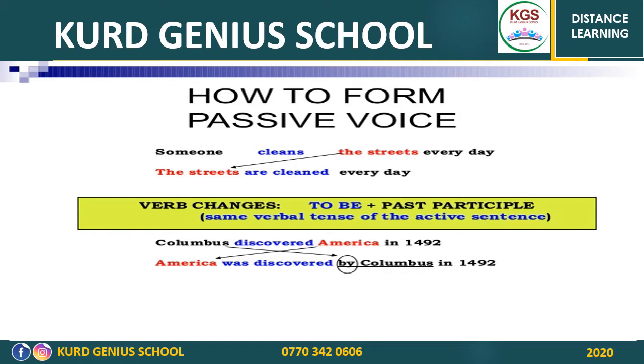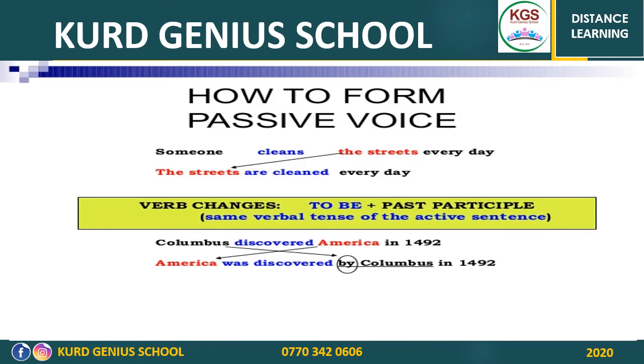So the streets are cleaned, and you add every day. It's the complement actually. You put it after the verb. So we have an active sentence. The tense is present simple, and we identify the object. So this is how we form the passive sentence.